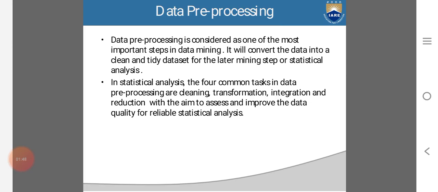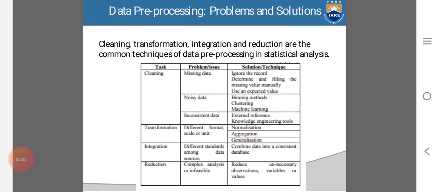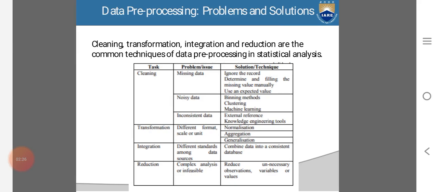In statistical analysis, the four common tasks in data pre-processing are cleaning, transformation, integration, and reduction, with the aim to assess and improve data quality for reliable statistical analysis. Cleaning, transformation, integration, and reduction are the common techniques of data pre-processing in statistical analysis. Here we can see the table of the task, problem or issue, and solution technique. The tasks are cleaning, transformation, integration, reduction. And here we can see the problem or issue and the technique for the problem.